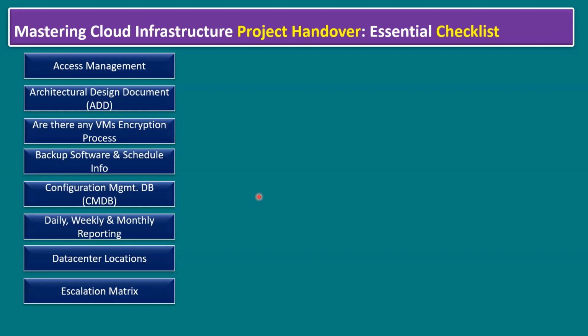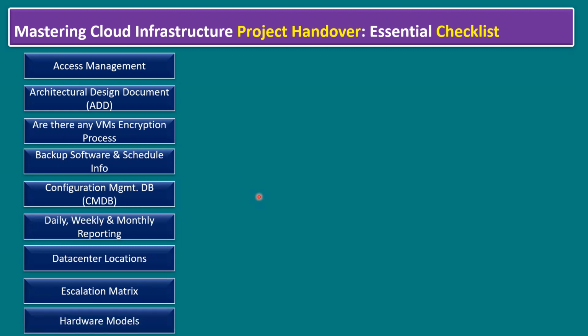Let's say you are using an F5 load balancer device. In case of any incident, what is the escalation matrix specific to the F5 load balancer device? It is specific to your country or your region, or within a country, any of the support locations. This information we must have when we are taking over the project.